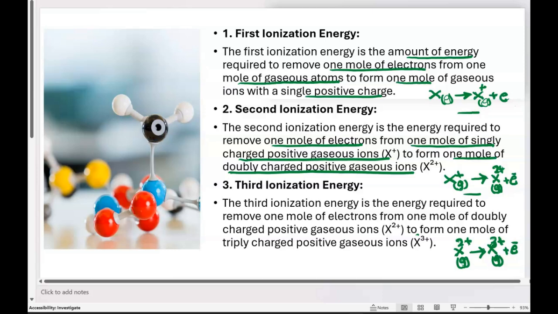Third ionization energy: amount of energy required to remove 1 mole of electrons from 1 mole of doubly charged positive gaseous ions to form 1 mole of triply charged positive gaseous ions. So this equation represents the third ionization energy.